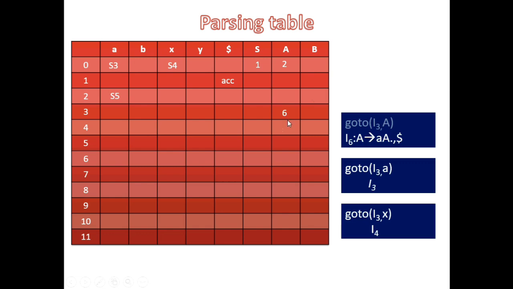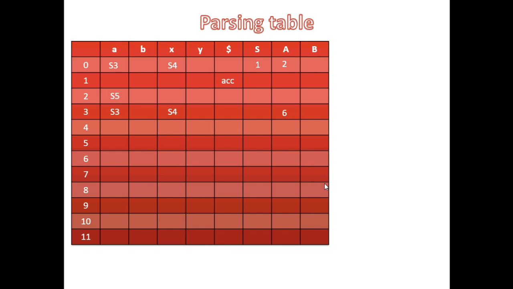Then goto of I3, a. a is a terminal. So terminal means I3, a should be made as S3. Okay. So I3, X should be made as, it's a terminal now, S4. Now we'll go for the next one.